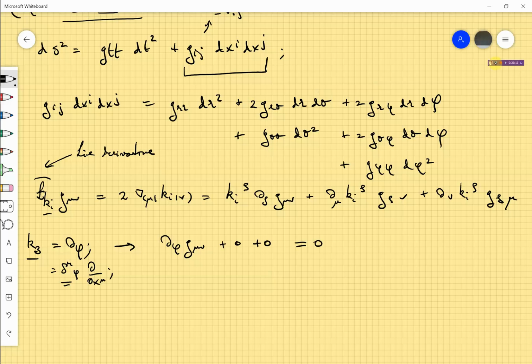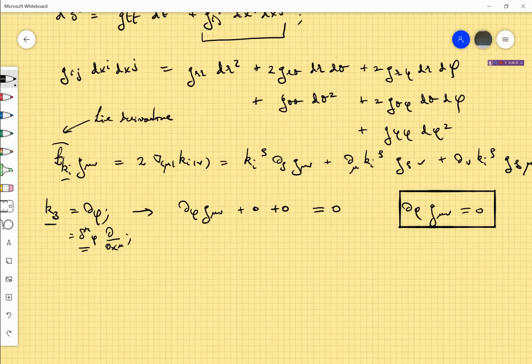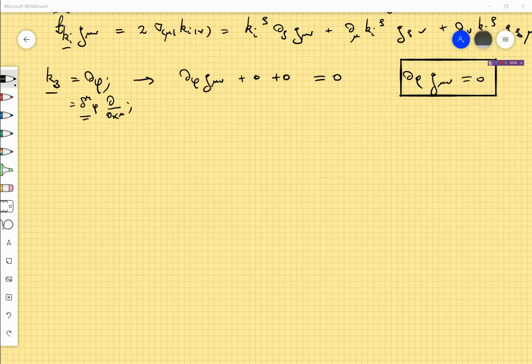And what you get from this is something that you should have known from the beginning, which is that all the components are not just time independent but also phi independent. This certainly simplifies our equations, but still we haven't been able to eliminate any of the components, which is probably what we would like to do.